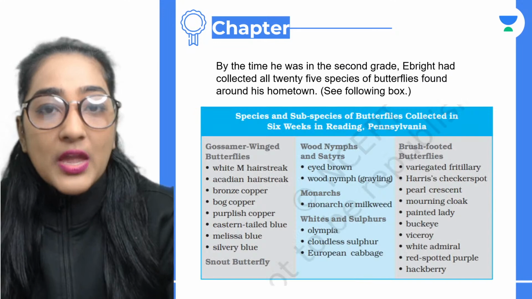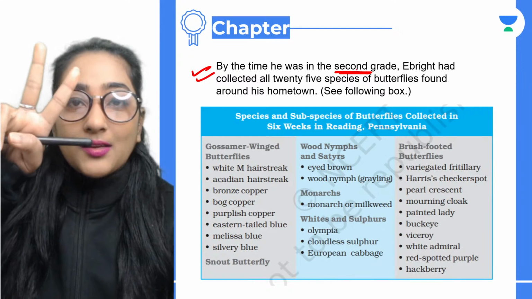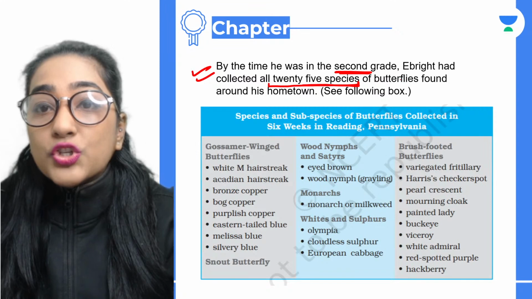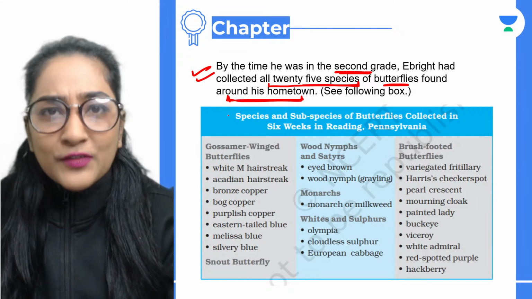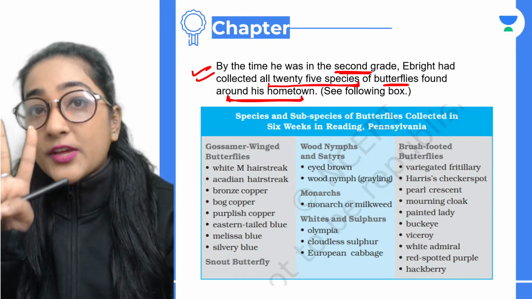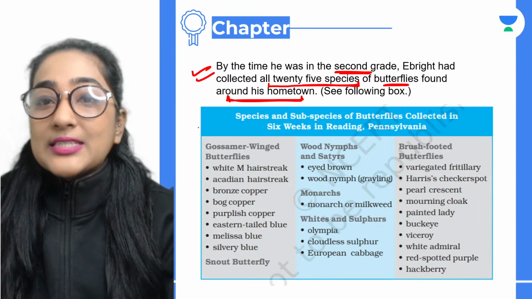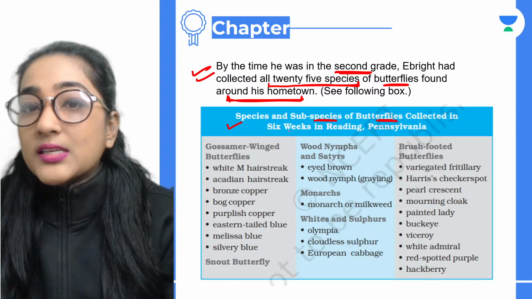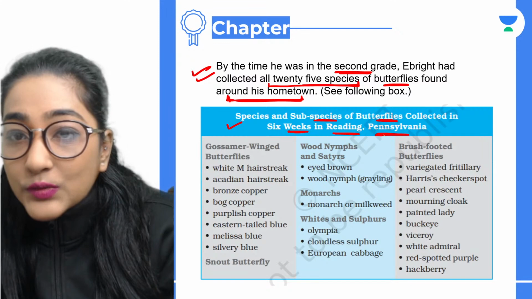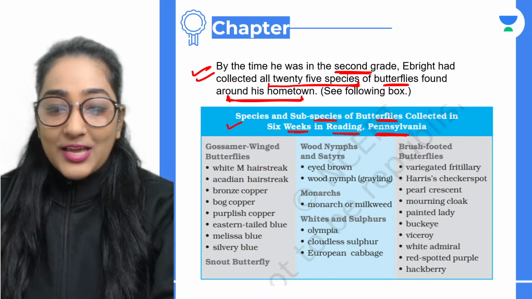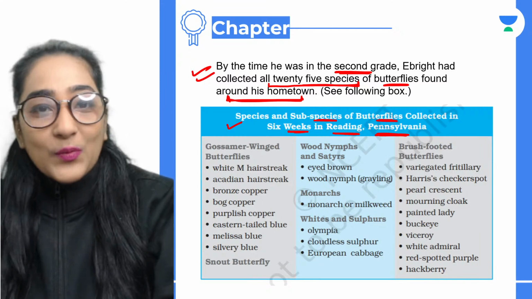Moving ahead, by the time he was in the second grade, just second class, Ebright had collected all 25 species of butterflies found around his hometown. So where he was living, he had collected 25 kinds of butterflies. Species of butterflies basically refers to the kinds of butterflies. Now see the following box. Species and subspecies of butterflies collected in 6 weeks in Reading, Pennsylvania. So that is what we will see now. Just look at the types, guys. You may have to learn it if you want, or otherwise you can go without it as well.